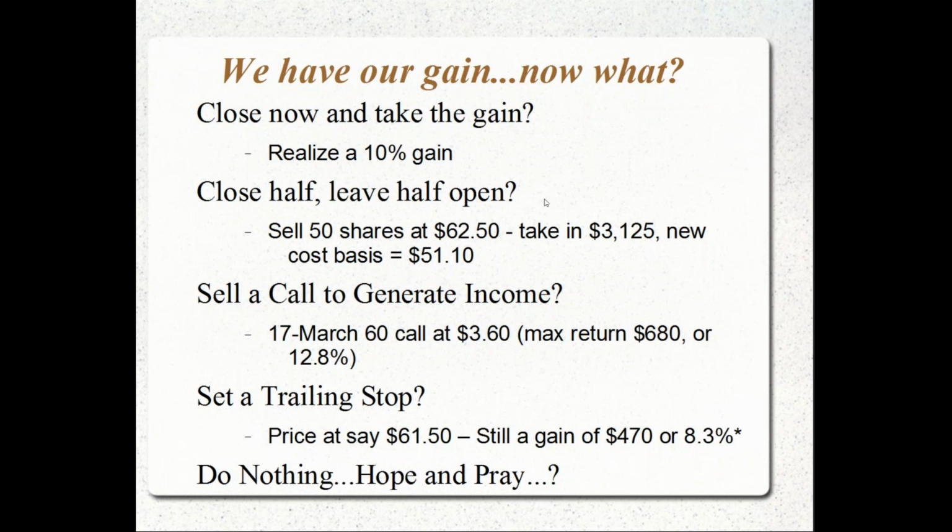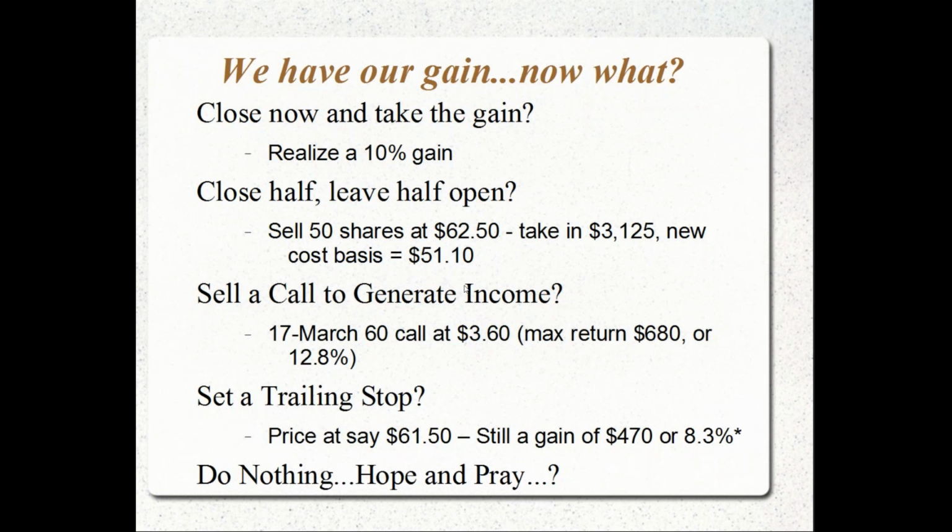You sell a call to generate income? Well, the stock had moved up to $62.50. To generate a high amount of income and still get assigned potentially higher than your cost basis, on February 15th, we could have sold the March 17th 60 call for $360. This would have been a potential return if assigned of 12.8% at March expiration, for a monetary value of $680.